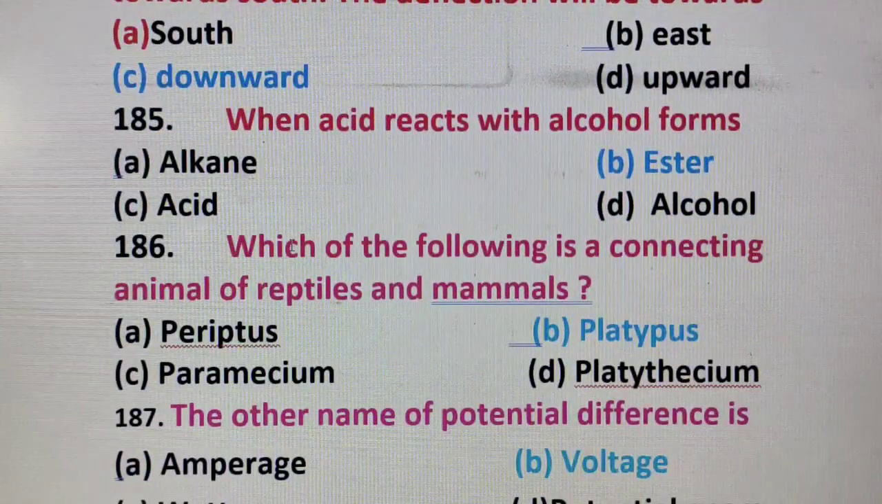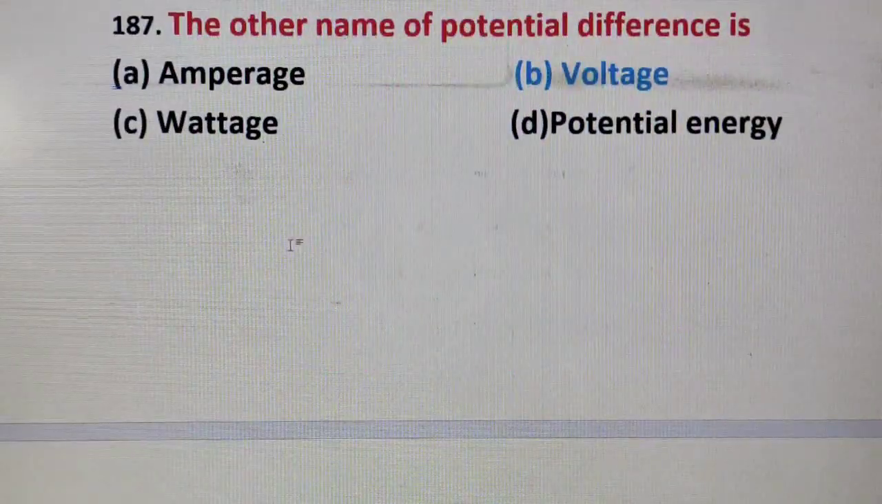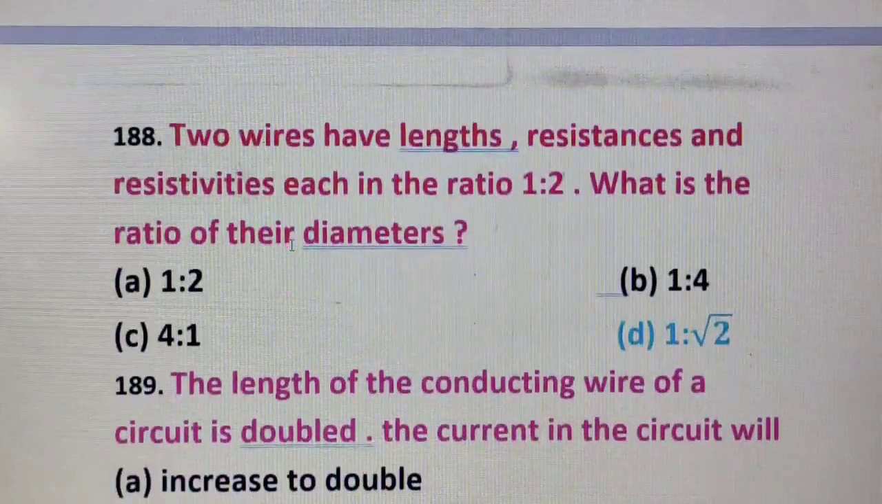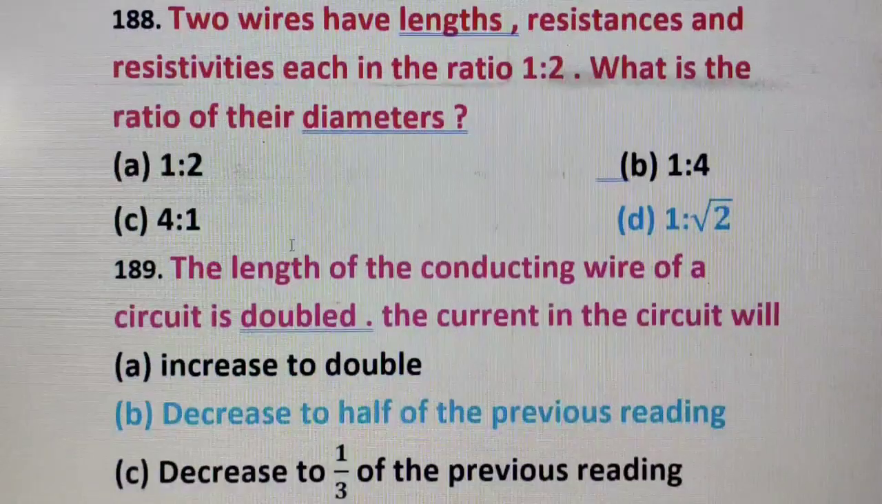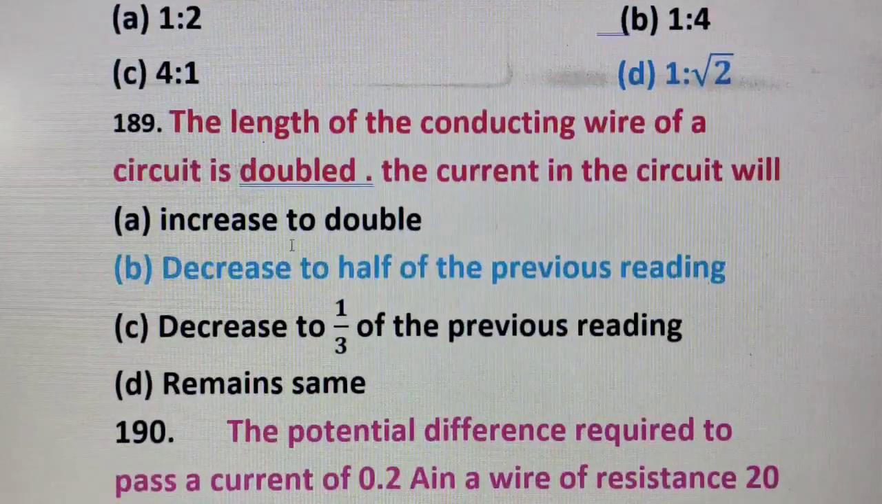Which of the following is a connecting animal of reptiles and mammals? This is platypus. The other name of potential difference is voltage. Two wires have the lengths, resistances and resistivities each in the ratio 1:2. What is the ratio of their diameters? Ratio of the diameters will be 1:√2. The length of the conducting wire of a circuit is doubled.